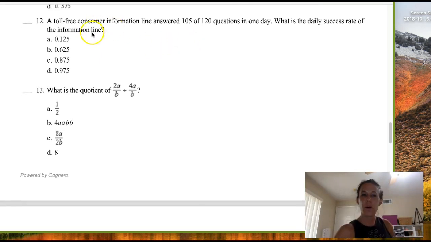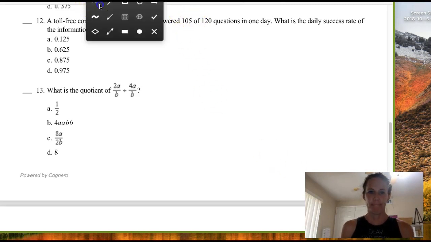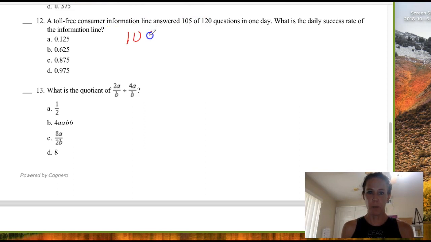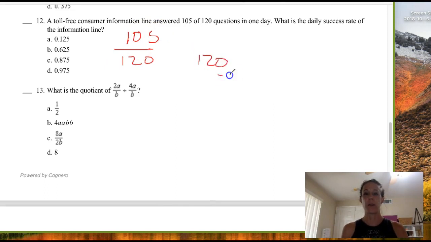All right, number 12 says, a toll-free customer information line answered 105 of 120 questions in one day. What's the daily success rate of this information line? So success rate, I'm guessing, would be the questions answered out of the total number of questions. Let's go ahead and write that. It's going to be 105 divided by 120. Now, I can go ahead and divide 120 into 105. It's not going to go any times.